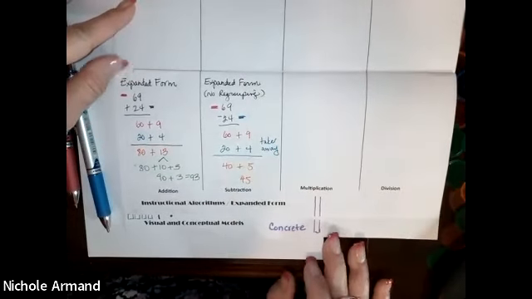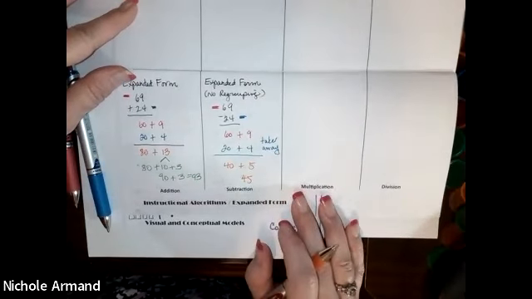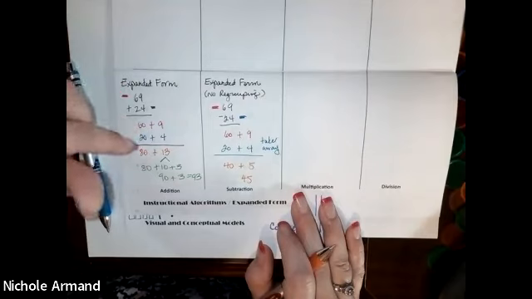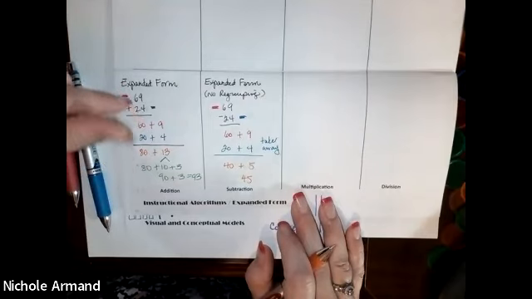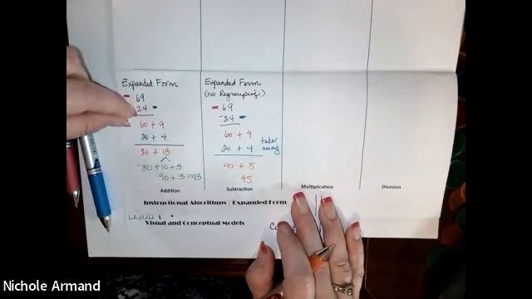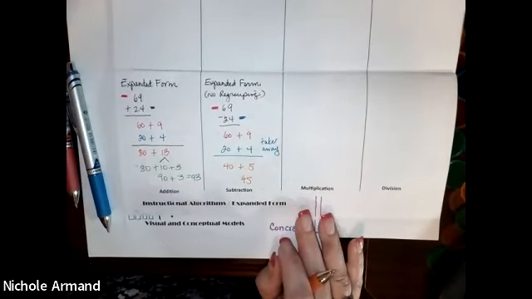Now, why are we doing it this way? Again, we're building up students from concrete to abstract. This is still teaching place value. They need to understand that they are subtracting 2 tens or 20 from 6 tens or 60 when they do the standard algorithm, which we're going to get to in just a bit.